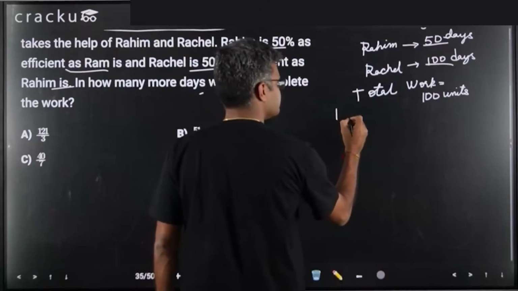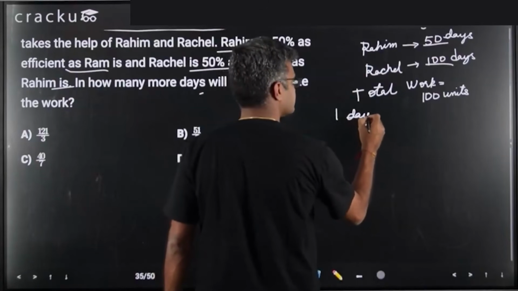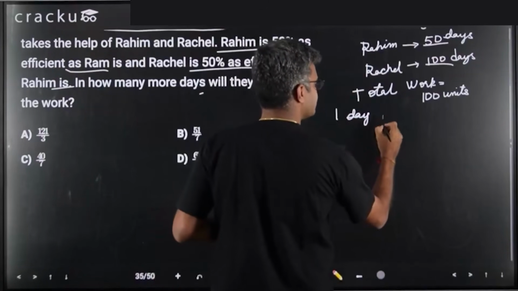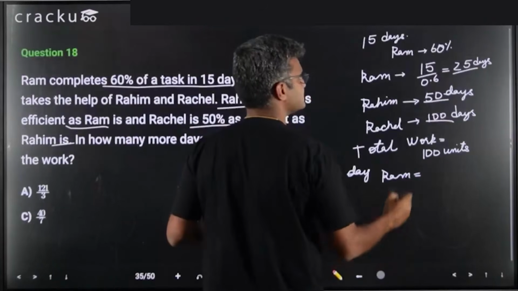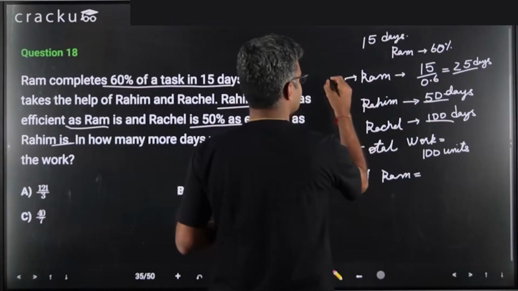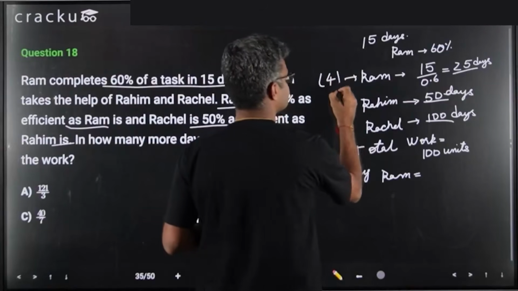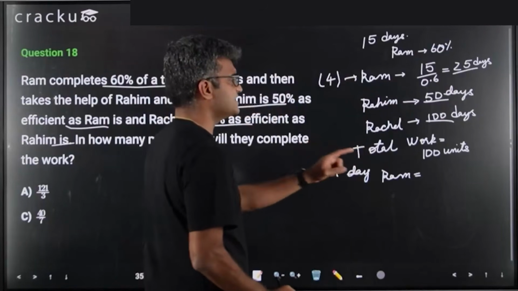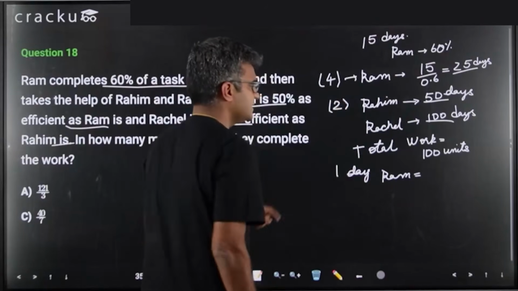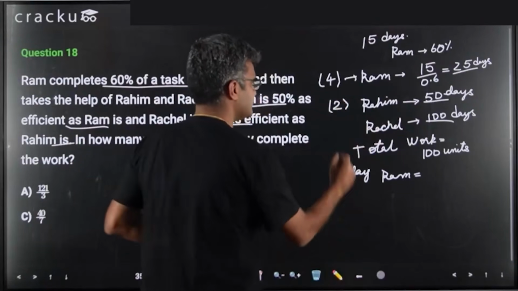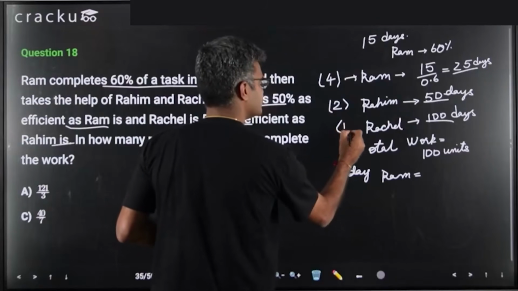In one day, how much work is done by Ram? Ram finishes the work of 100 units in 25 days. So in one day, Ram does 4 units of work. Rahim finishes 100 units of work in 50 days. So every day, Rahim will do 2 units of work. Rachel finishes 100 units of work in 100 days. So every day, she does 1 unit of work.